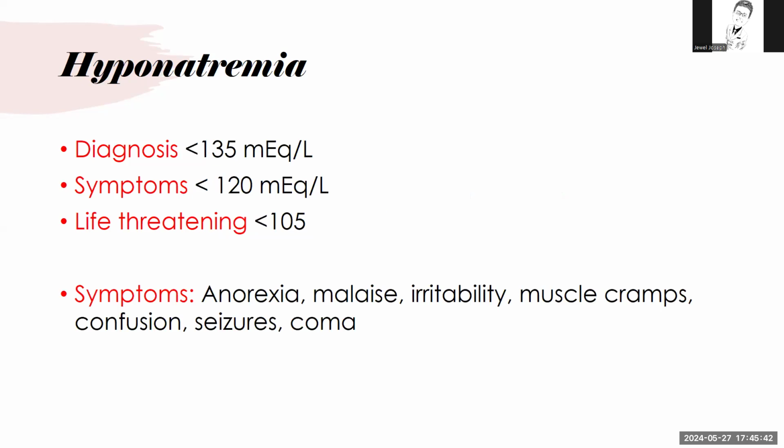So diagnosis would be anything less than 135 milliequivalents per liter of sodium would be termed as hyponatremia. Symptoms usually happen when it is less than 120 milliequivalents per liter, but it can happen anywhere. Life-threatening hyponatremia is usually less than 105 milliequivalents per liter. Symptoms can be anorexia, malaise, irritability, muscle cramps, confusion, seizures, coma, etc. Next slide, please.